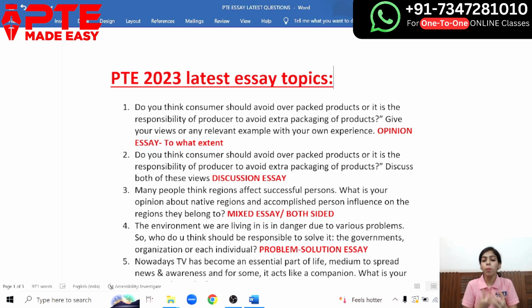I think it is the responsibility of the manufacturer to avoid extra packaging of the products. And somehow, when the product is already on the shelves in the supermarkets, a particular consumer who needs the product would have to buy it if that's not available in some other brand. So, it's the major responsibility of the manufacturer. This is what I believe. So, I'm going to agree 70% with the responsibility of the producer side and 30% that consumers should avoid.